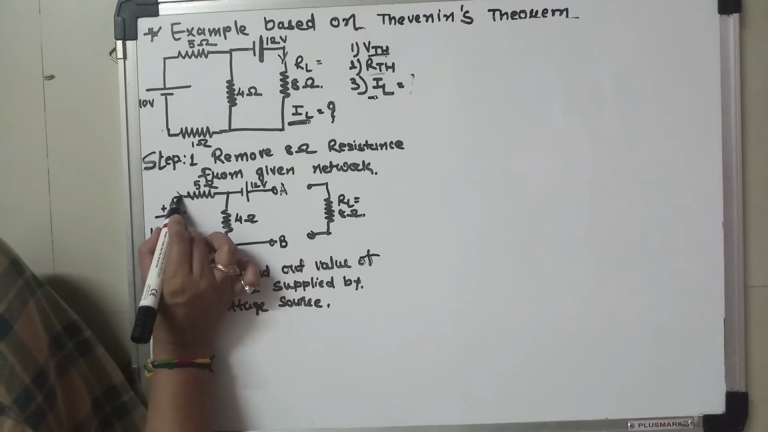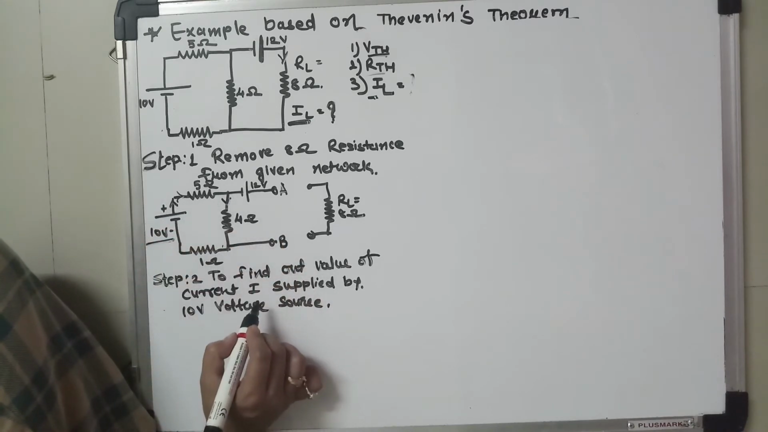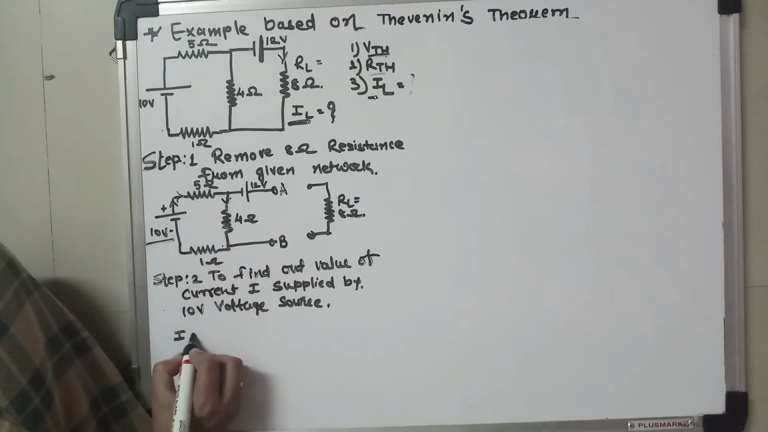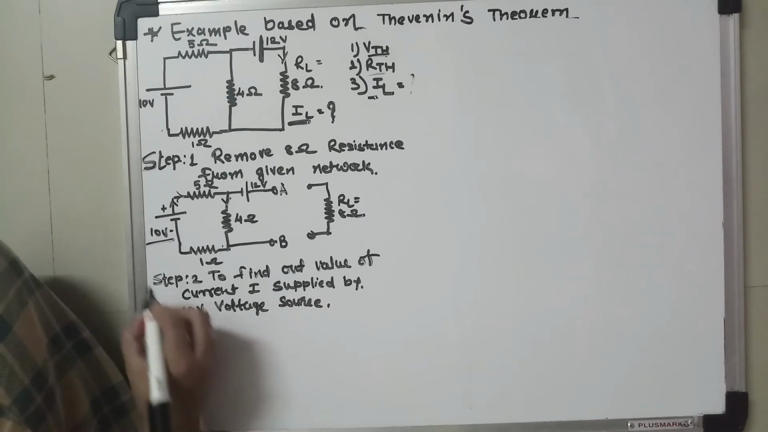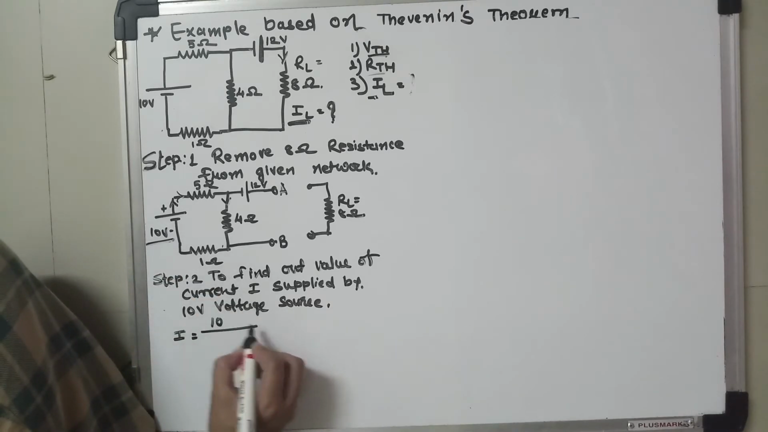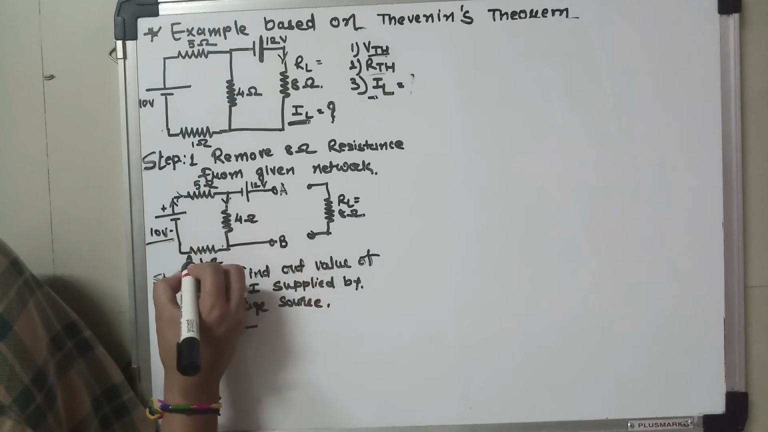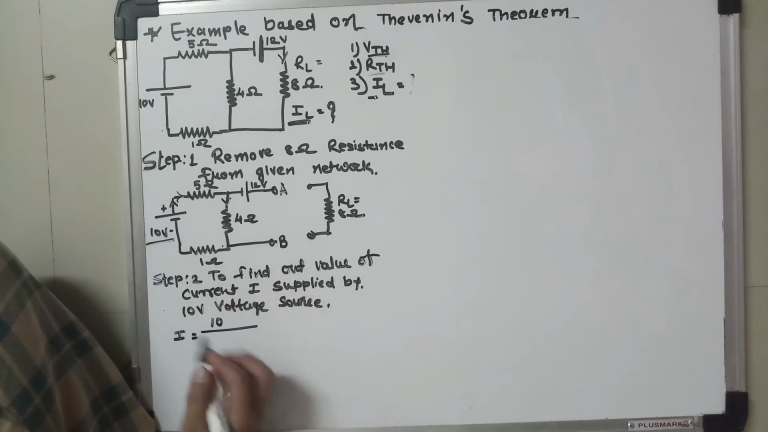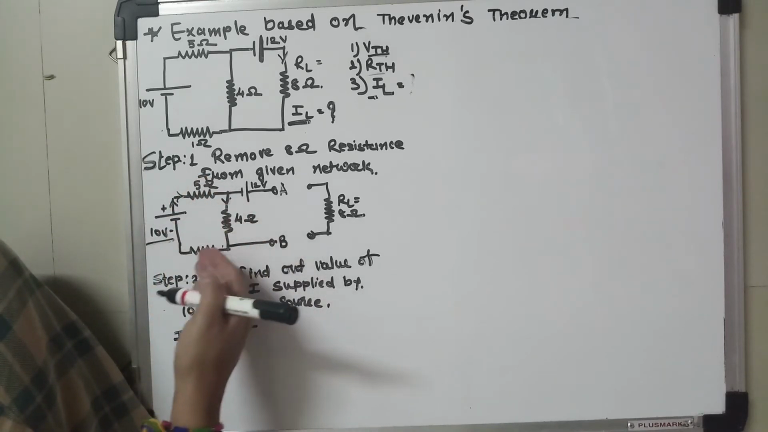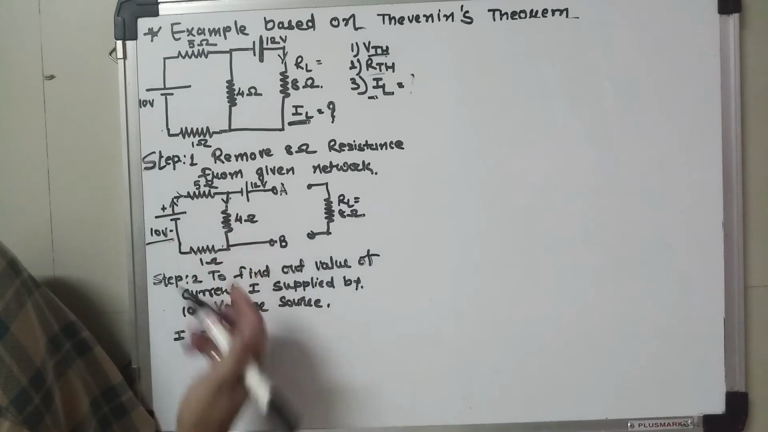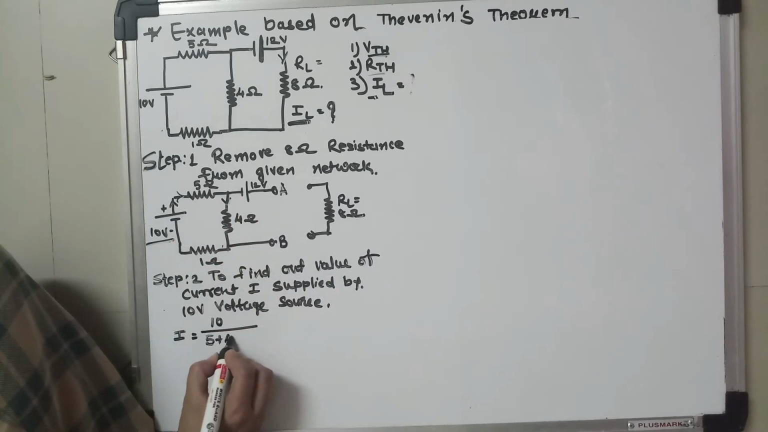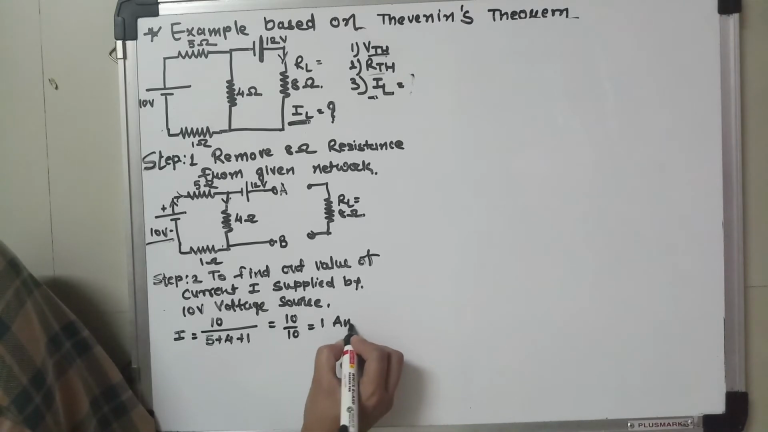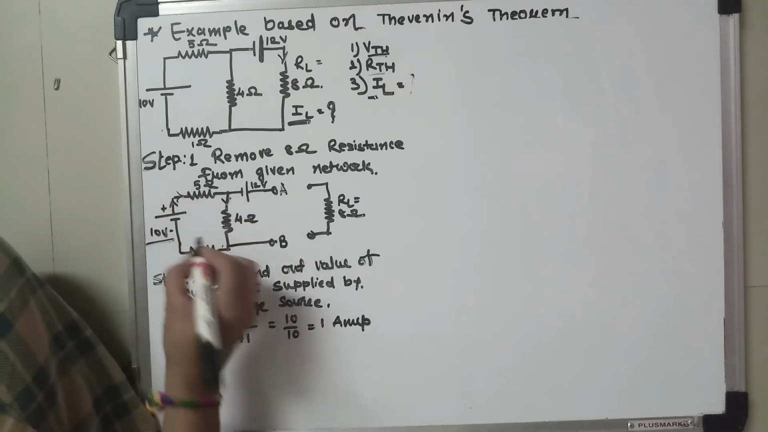So you can easily find out the value of the current passing through the 4 ohm resistance, or supplied by the 10 volt source. So I is equal to, according to Ohm's law, V by R. Here V is 10 volt, and all three resistances are in series. According to the series connection formula, the equivalent resistance is the algebraic sum of all three resistances, so 5 plus 4 plus 1 is 10. 10 divided by 10 is 1 ampere. That is the current supplied by the 10 volt source.